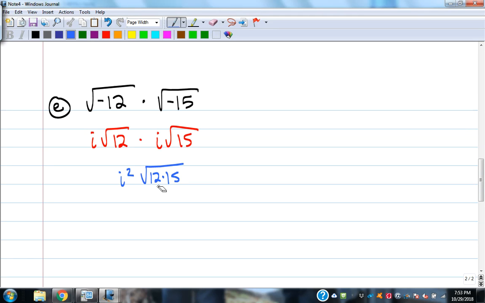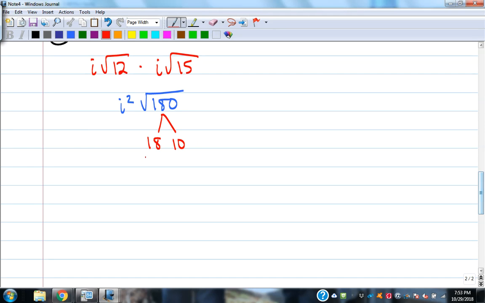How much? 180? 180. Good deal. All right. Then we break down the 180. 18 and 10. 6 and 3. 2 and 3. 5 and 2. So we got a pair of 3s and a pair of 2s, and we got this 5 that doesn't have a buddy. What's on the outside? Three times 2 is 6. i squared, square root of 5.